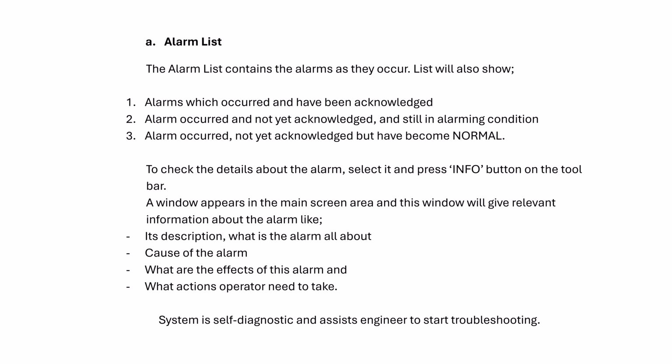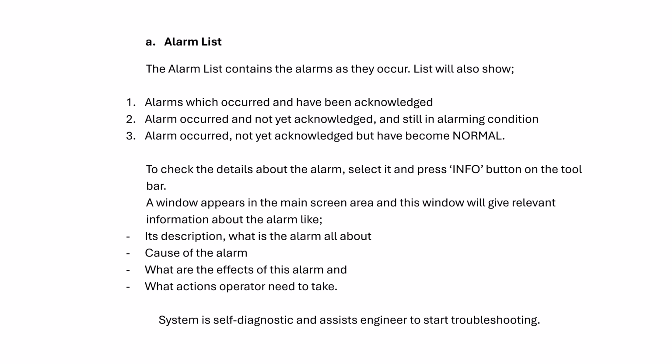To check the details about an alarm, select it and press info. On the MOP screen, I'll show you now. When you highlight it and press info, you'll get the information about the alarm. A window will appear in the main screen. The main screen is the center part. The window will give relevant information about the alarm. This is called the engine diagnostic system, self-diagnostic.